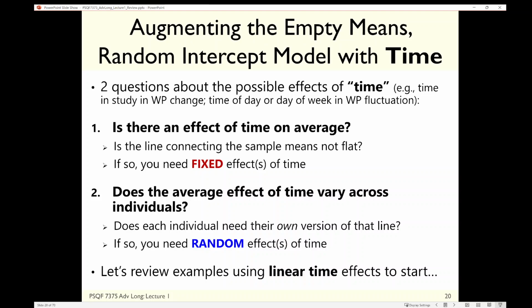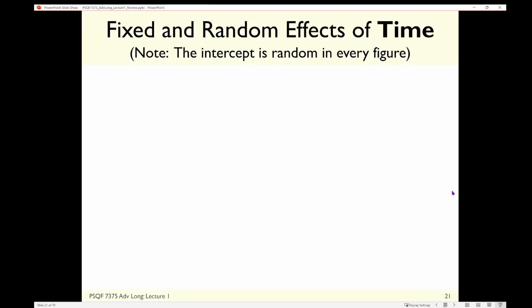And then, does the effect of time vary across people? Do people need their own versions of the trajectories, either flatter or steeper, higher or lower, that kind of thing? If so, then you need a random effect of time. So in this context, fixed is the part that everybody gets the same. Random means everybody gets their own. And I have examples using linear time, but there's many other kinds of change possible, as we saw last semester and as you might see in Chapter 6.